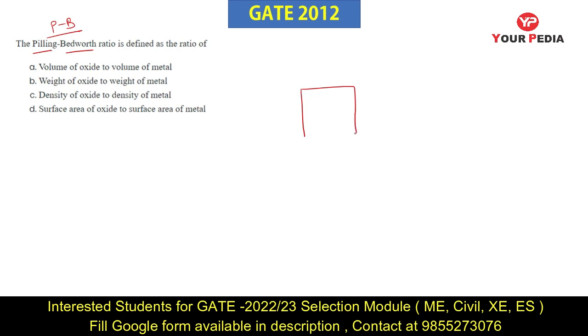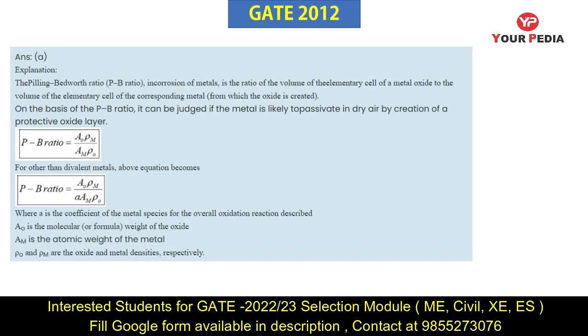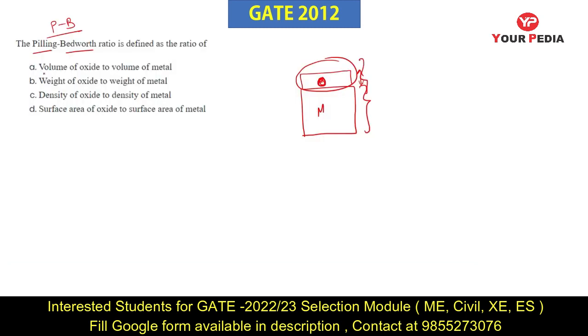Suppose an oxide layer is formed on a metal like this. Depending upon the thickness of the oxide layer, the resistance to corrosion will change if the thickness increases. So as compared to the metal thickness, how much oxide thickness is there, or I can say the weight or volume, whatever the phenomenon is, will be compared by using this PB ratio. So let me give you the answer, option number A.